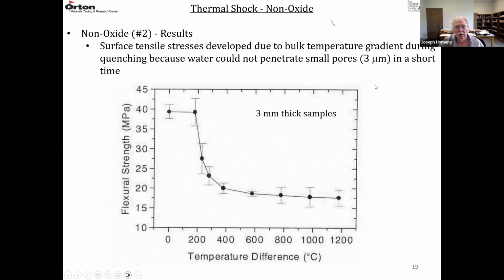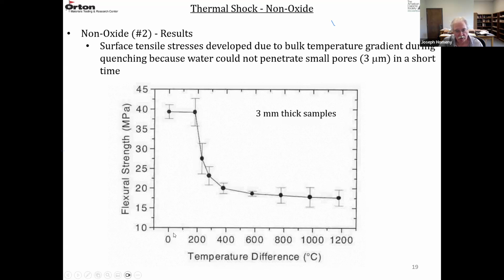So even though they're porous, the pores are pretty small, 3 microns. So that did not allow water to penetrate very quickly into the porous material. So the stresses that developed were still surface tensile stresses, because the bulk temperature gradient during quenching didn't change, because the water really didn't penetrate the pores in a very short time. So even though it was porous, it was still a severe thermal shock with severe tensile stresses developing.